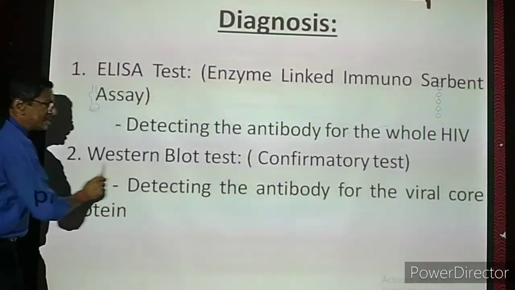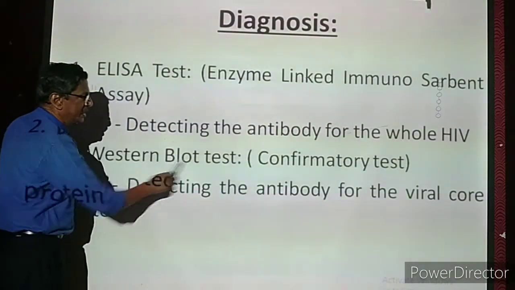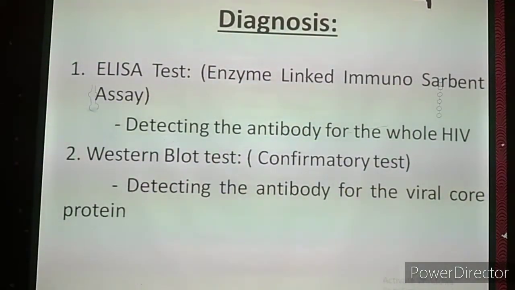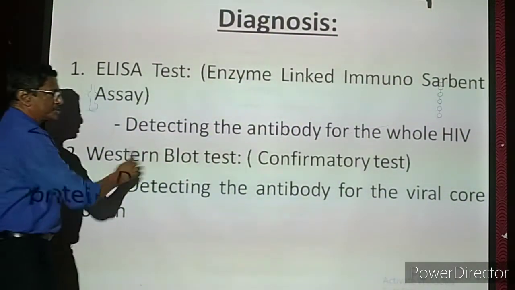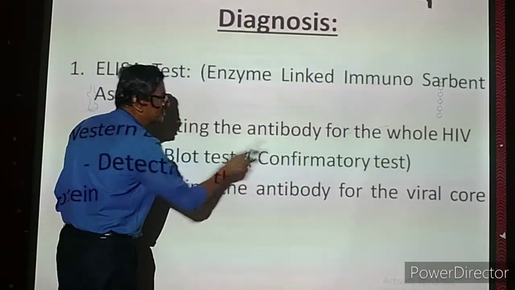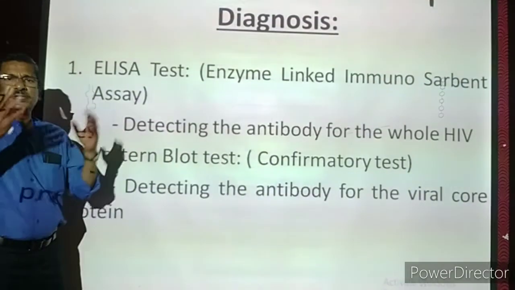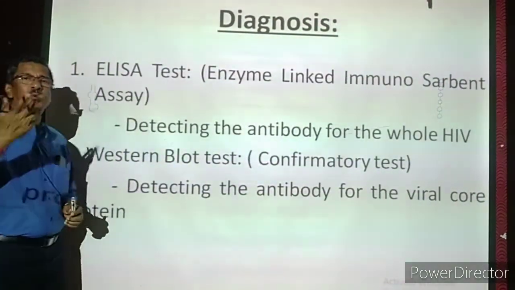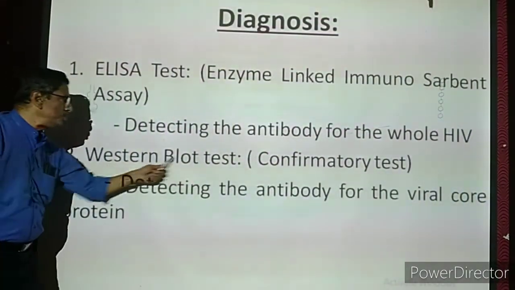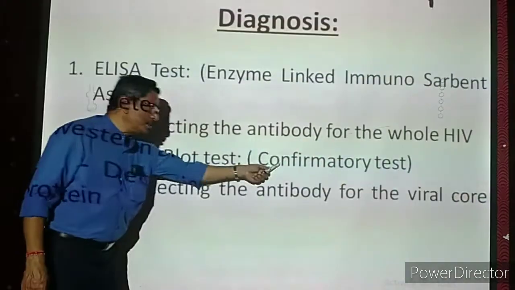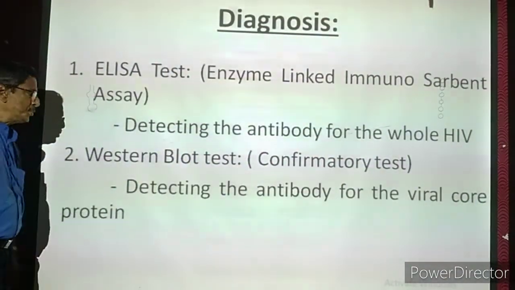The second test is the Western blot test. It is another technique, another procedure. It is a confirmatory test. With the ELISA test, 99% we can confirm whether the person is positive or negative. Suppose a little doubt is there, then we can go for Western blot, which will say 100% whether the person is positive or negative.